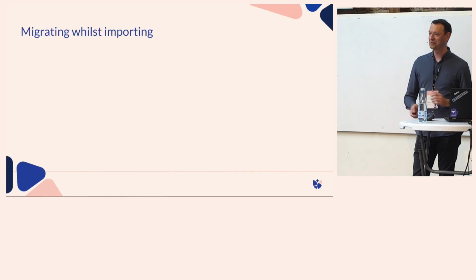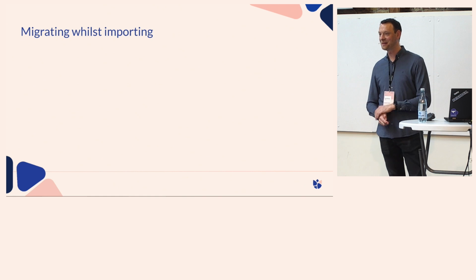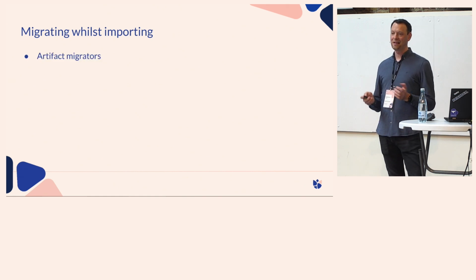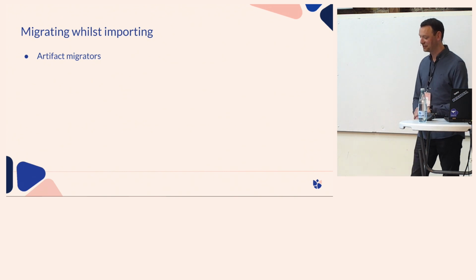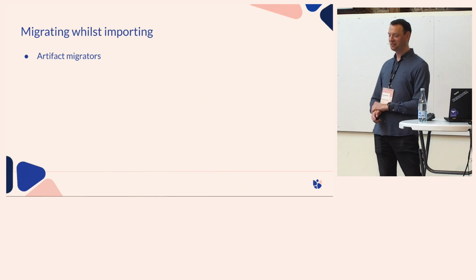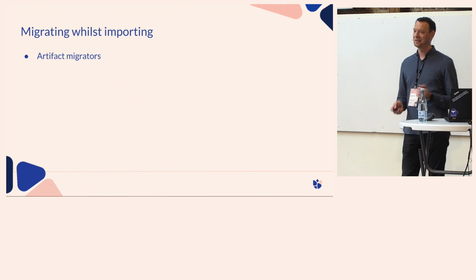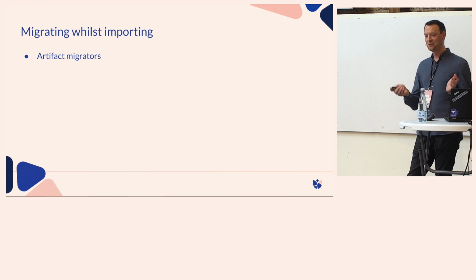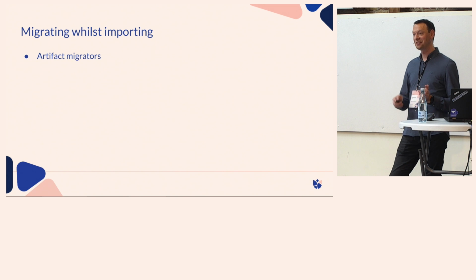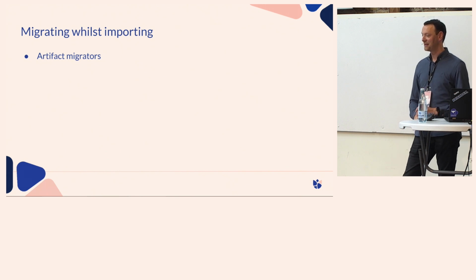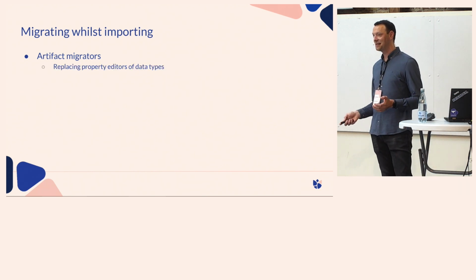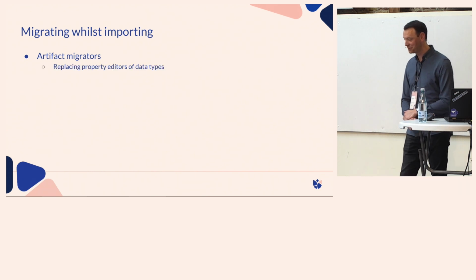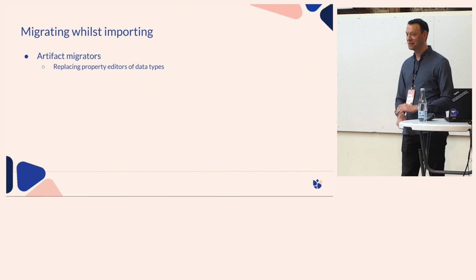Next, I want to also highlight the ways of migrating during that import, and give a basic understanding of how that migration works. There are two types of migrations. The first one is an artifact migrator, and an artifact migrator can essentially do changes based on the deserialized DI artifact in deploy before it's being processed by the service connector. And that allows you to do things like replace the property editor alias of data types.